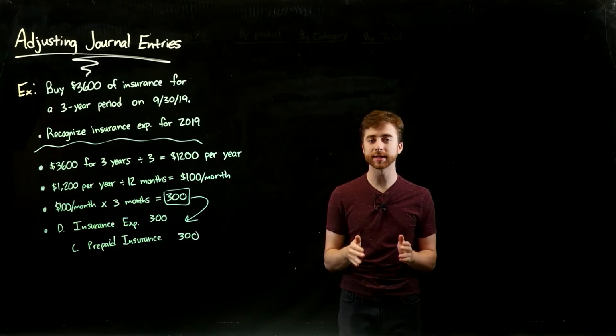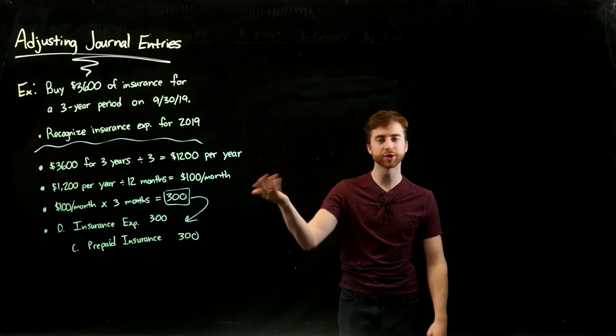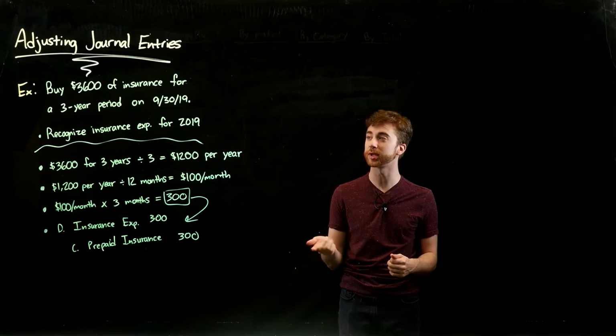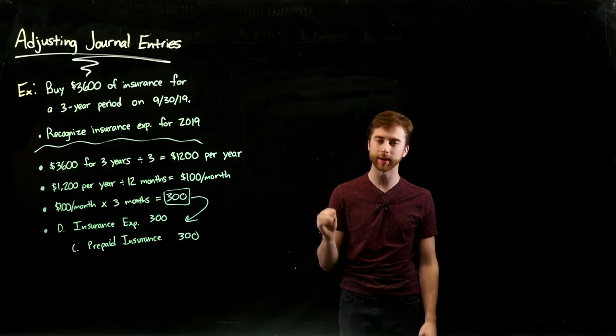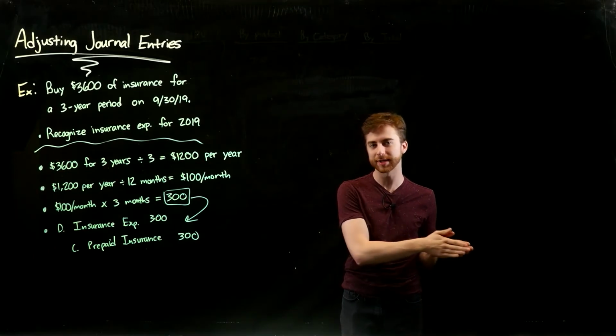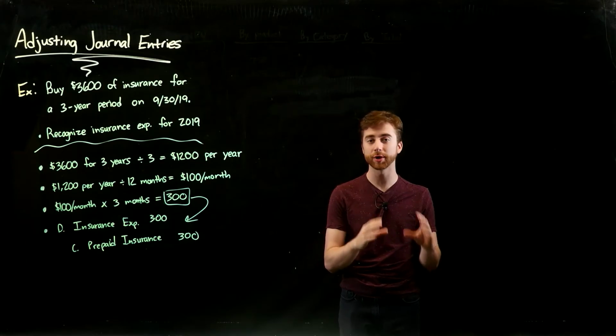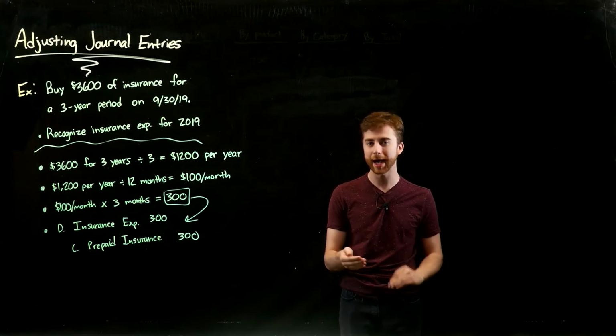Okay, so for this final example, what we're doing is accounting for the adjustment of a prepaid service. Let's just read the example. We bought $3,600 of insurance for a 3-year period on 9/30/2019, and we just need to recognize the insurance expense for 2019. Keep in mind, when we first purchased this insurance, we're going to initially record prepaid insurance, and assuming we paid cash for it, decrease our cash account as well.